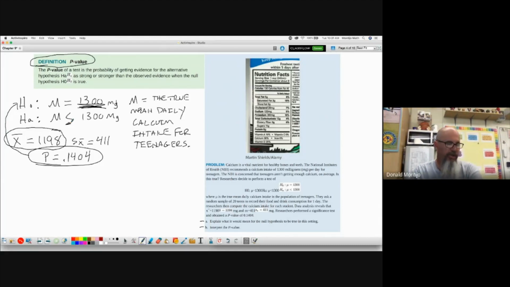So assuming that the mean daily calcium intake in the teen population is 1,300 milligrams, there is a 0.1404 probability of getting a sample mean of 1198 or less just by random chance. Therefore, okay, maybe they do get 1,300. I don't have enough evidence to say that they do not. Super important that we define the parameter in context, and that we can interpret the p-value.